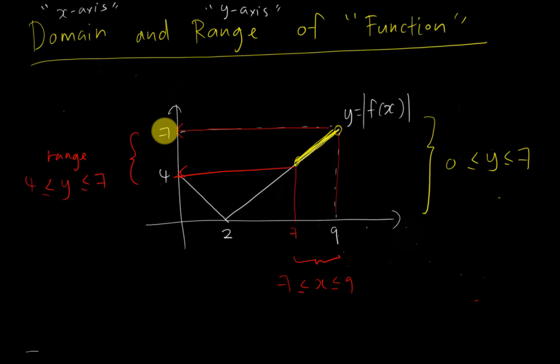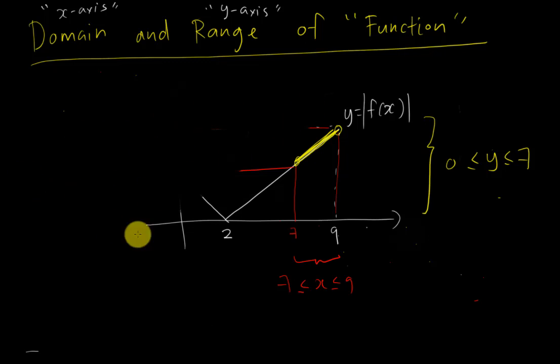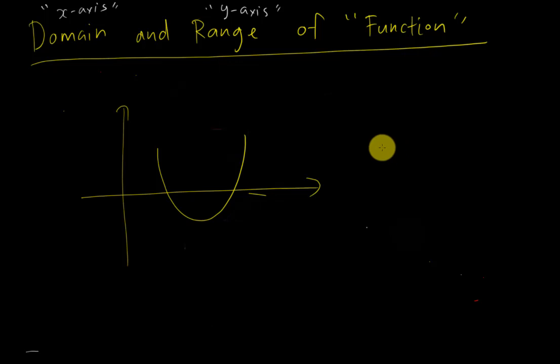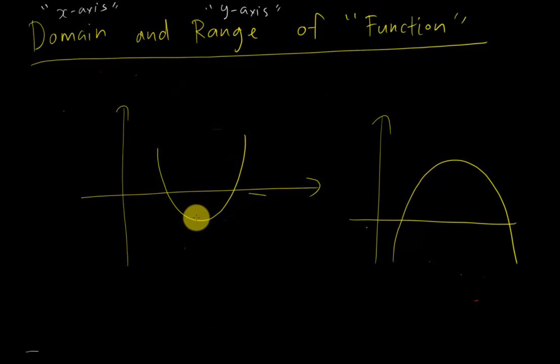Alright, just one more example before I go into the past year question. Let's say you want to find the domain for a quadratic graph. You will see something like a U, or you can see something like an N. If the minimum coordinate over here is 3 and -2, then I will tell you x must be bigger or equal to 3.